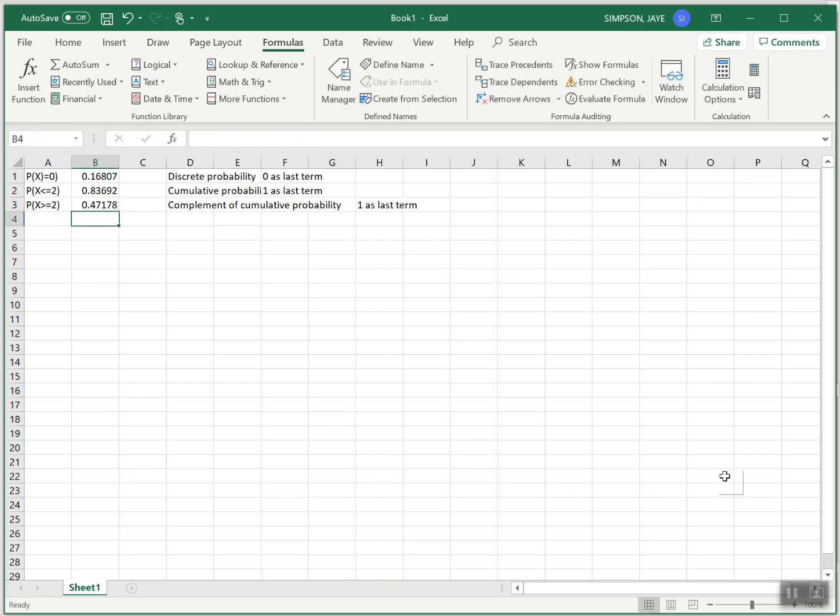So I get approximately 47%. So there's a 47% probability that 2 or more people have a college degree.